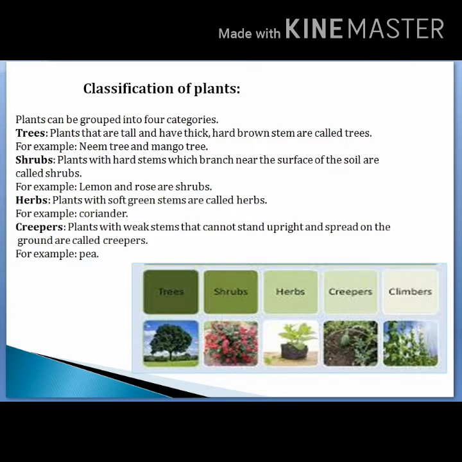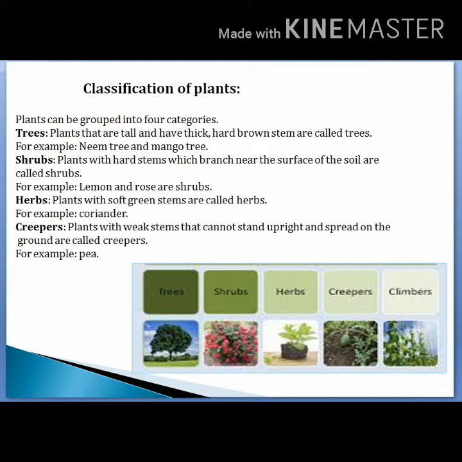Classification of plants. In order to study the variety of plants, we group them into different categories. We group them on the basis of their height, size and shape. So basically plants are classified into four categories: trees, shrubs, herbs and creepers.